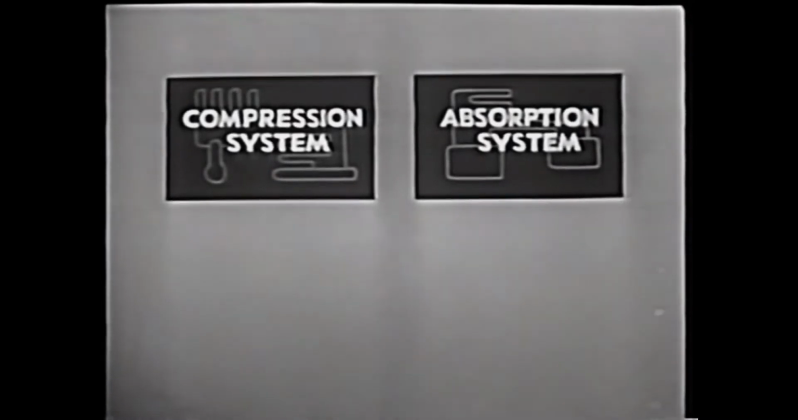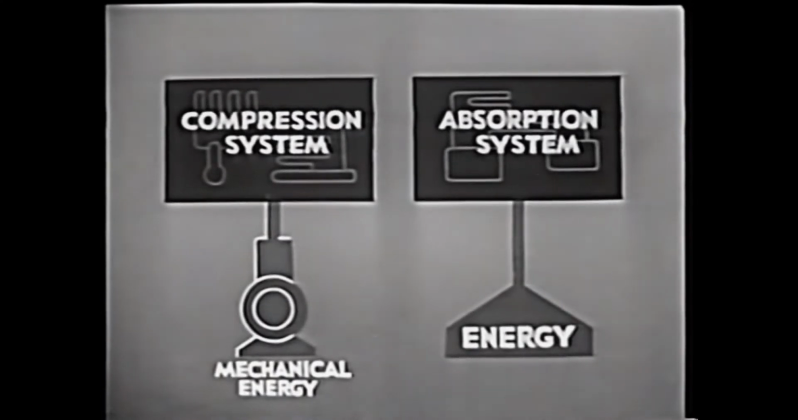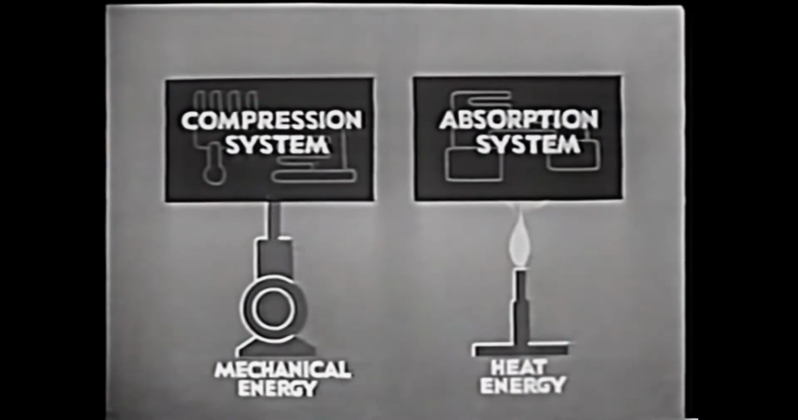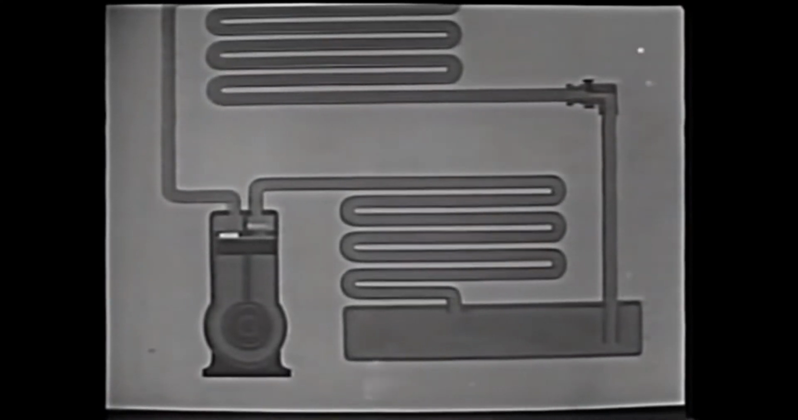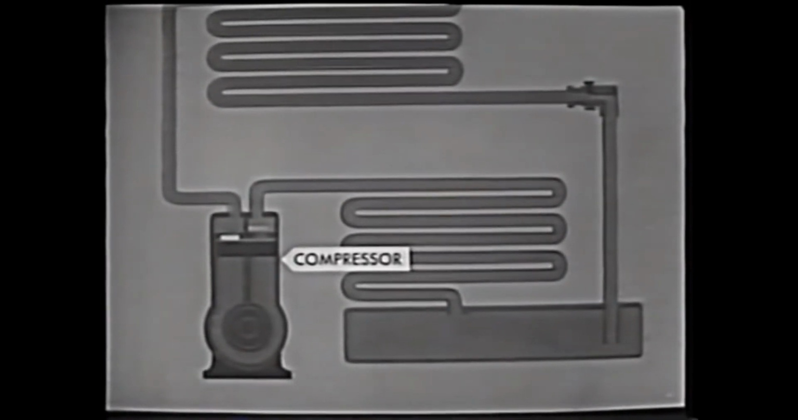There are two principal refrigerating systems, the compression system and the absorption system. The basic difference between them lies in the source of the energy that drives them. The compression system operates on mechanical energy produced by a motor-driven compressor. The absorption system uses heat energy supplied by a flame or some other source of heat. The compression system, activated by a compressor, will be described first.